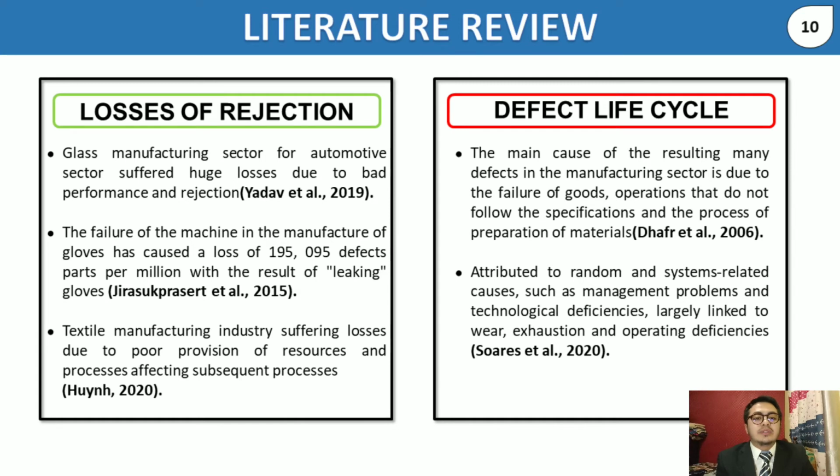Next, Shun in 2020 stated that the textile manufacturing industry suffers losses due to a poor provision of resources and processes affecting subsequent processes.